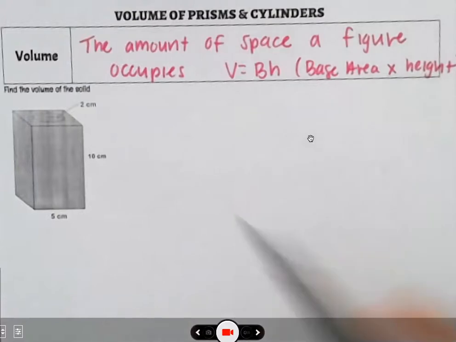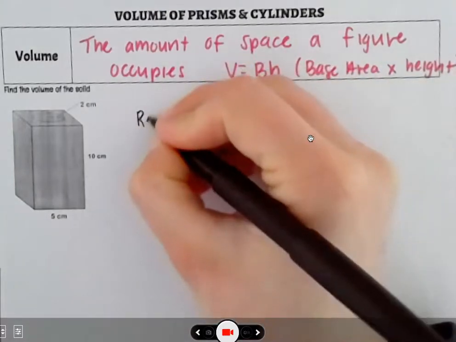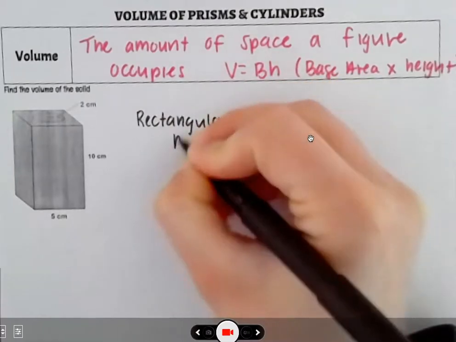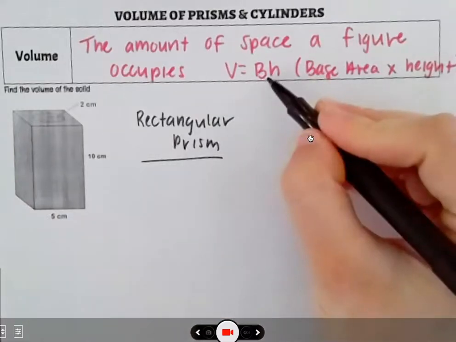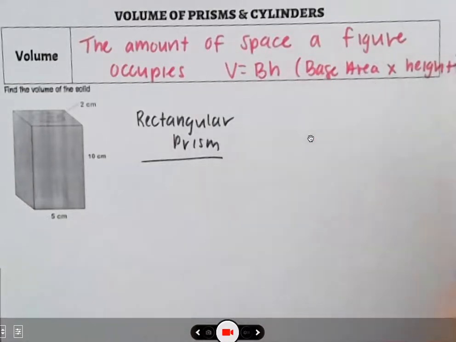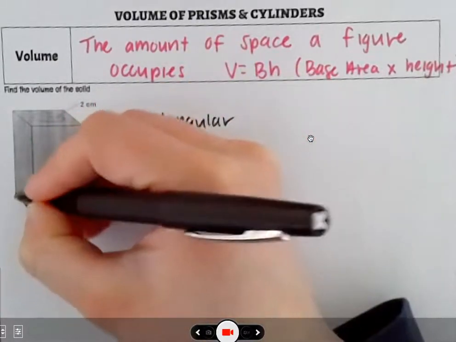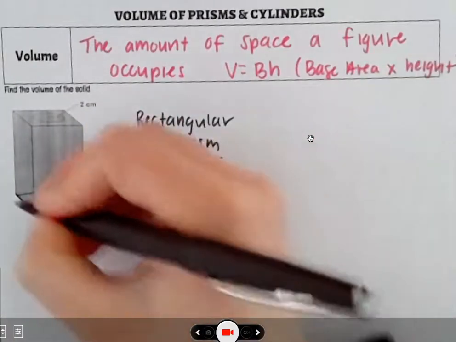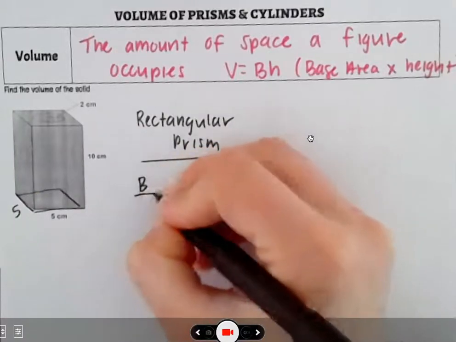So, if I want to find the volume of this solid, remember we're going to take the volume of our rectangular prism. So let's start there. Remember, our volume is base area times height. If I have this rectangular prism here, I first have to figure out the area of my base. Well, it would just be 5 times 5, so that is my big B.